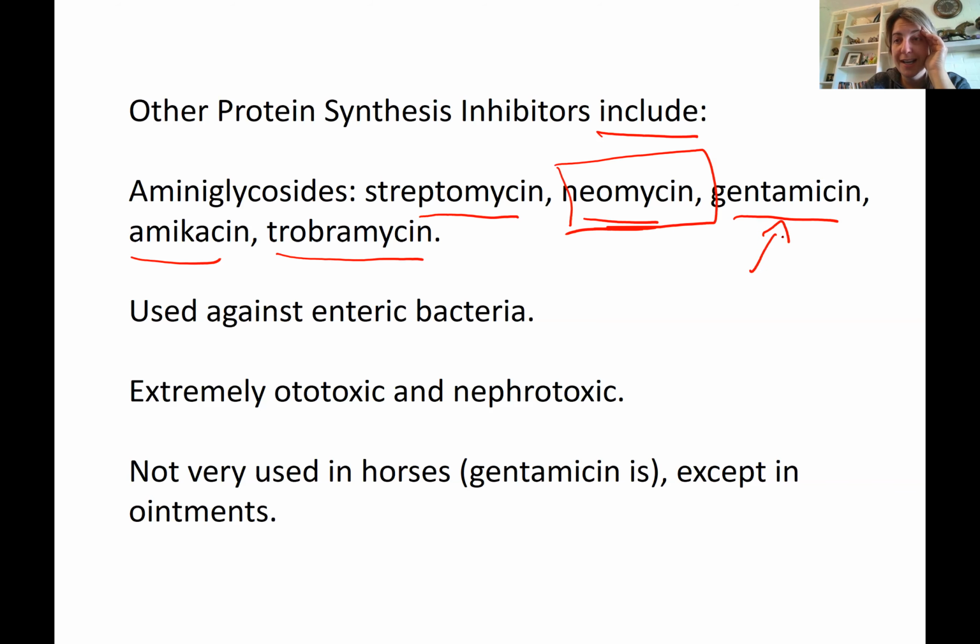Gentamicin is very good against gram-negative bacteria, and it can generally be used in conjunction with another type of antibiotic, say sulfa-trimethoprim, to try to be more broad. Sulfa-trimethoprim is going to kill more gram-positive, gentamicin gram-negative.